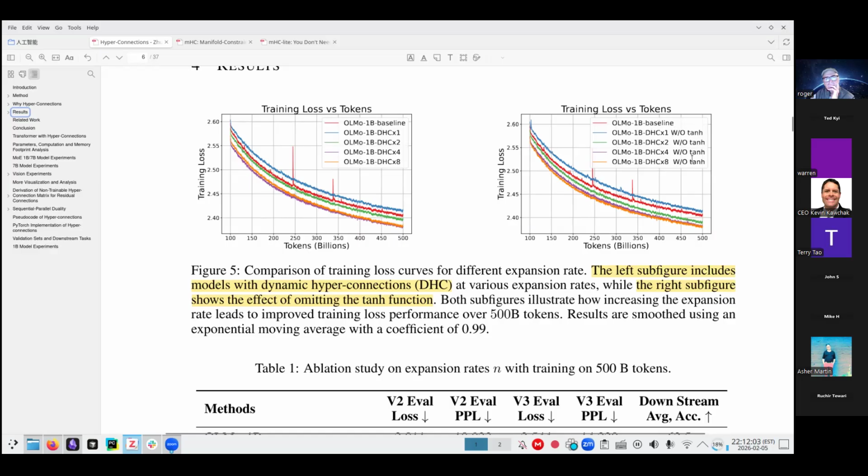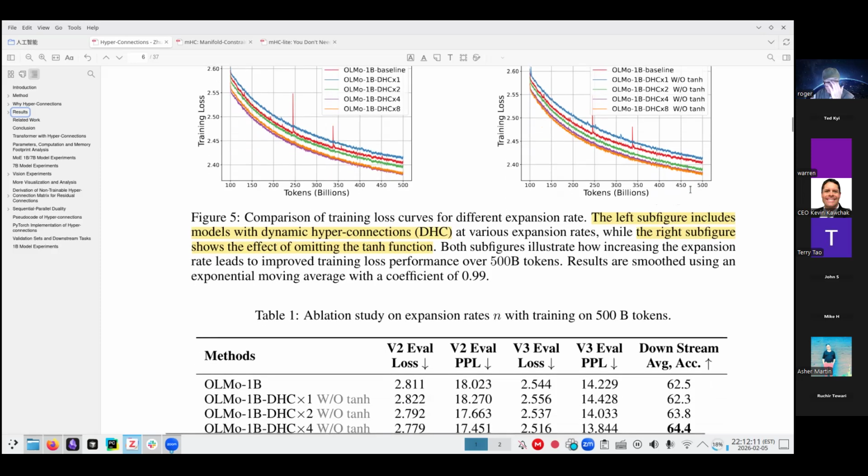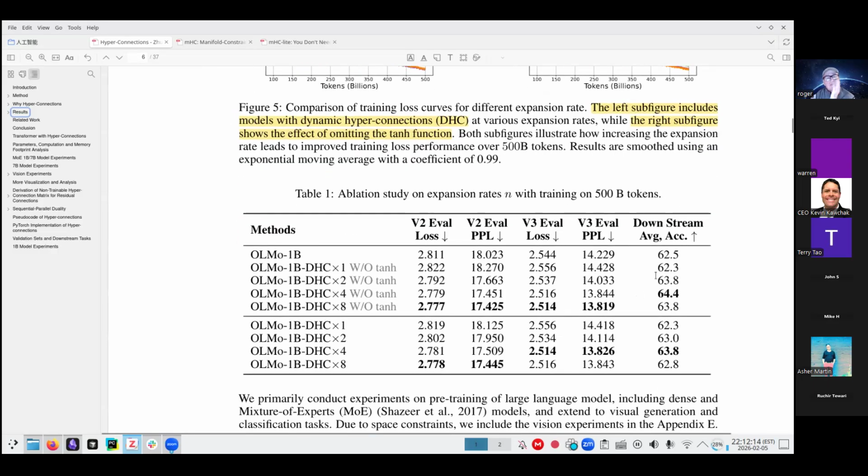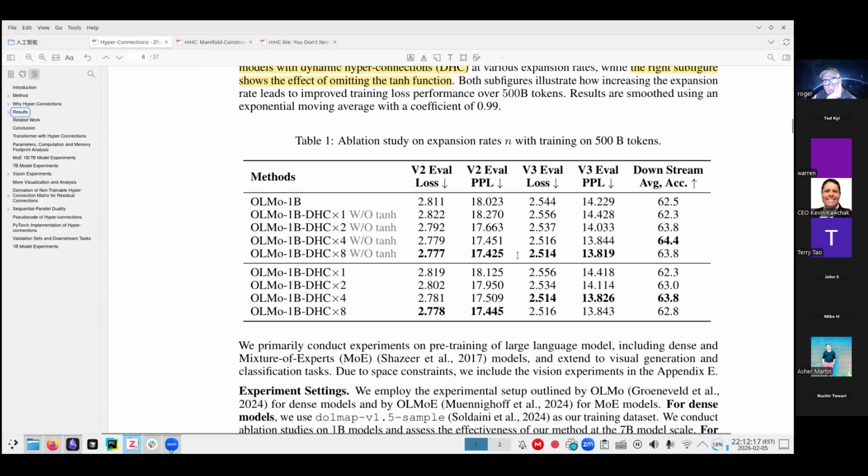Yeah, they also tested the variant with and without the tanh activation function. It seems that the 8 residual stream one is somewhat better than the 4 residual stream one. But I'm not sure why later on the mHC paper they all use the 4 residual stream one.